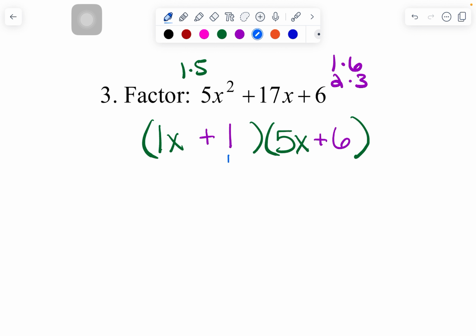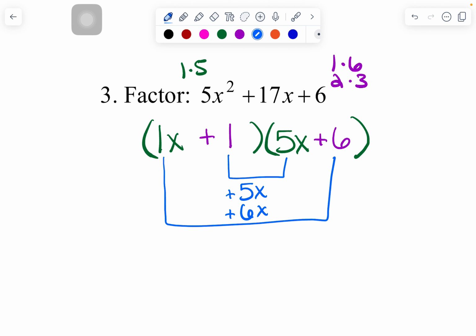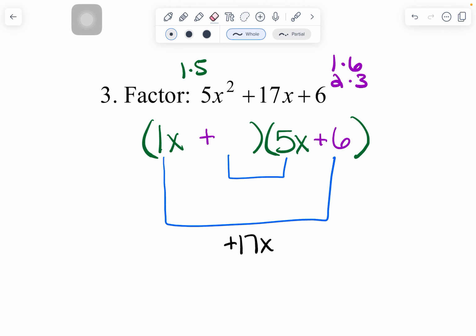So the check would be 1 times 5x, that's 5x, and then 1x times 6, which is 6x. Both of those are positive. If I take 5x plus 6x, do I create positive 17x? And the answer is no, I do not. So that check, that's not it.